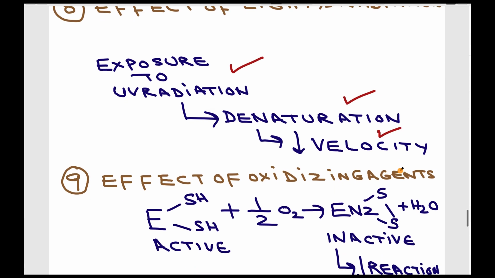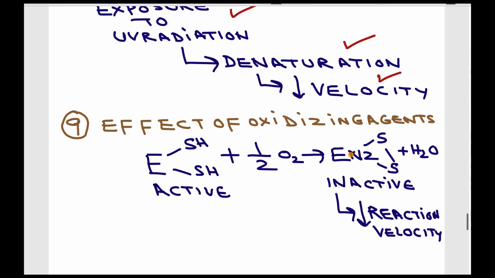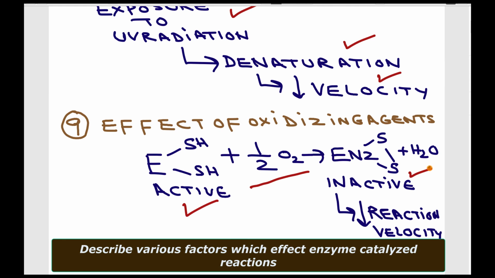Okay, then the next one is the effect of oxidizing agents. In the enzyme, there is a catalytic site. Some important amino acids are there, like sulfur-containing amino acids. There are sulfhydryl groups in the reduced state. If they are in the reduced state, then only they can bind the substrate. At that time we can say the enzyme is active, but in the presence of oxidizing agents, they are in the oxidized state, so it is converted to inactive. It cannot bind with the substrate, so the enzyme becomes inactive.